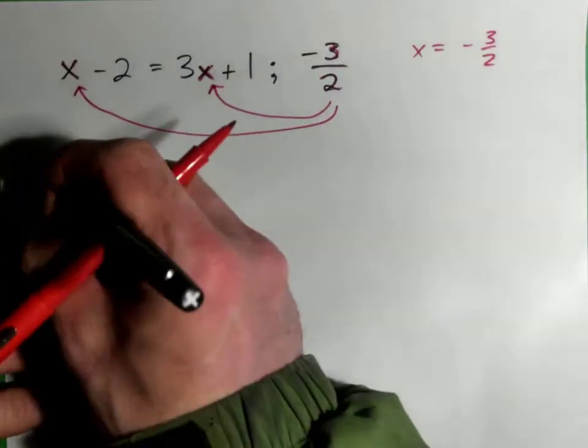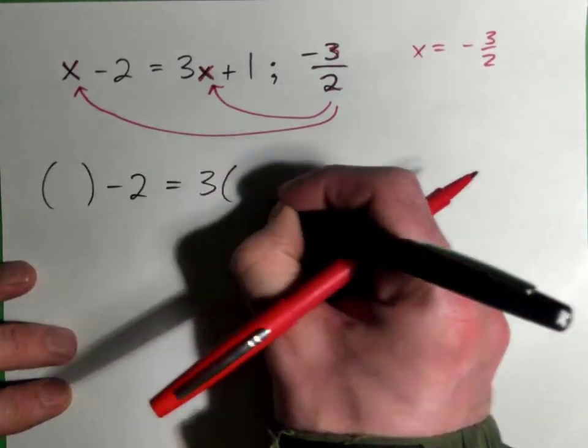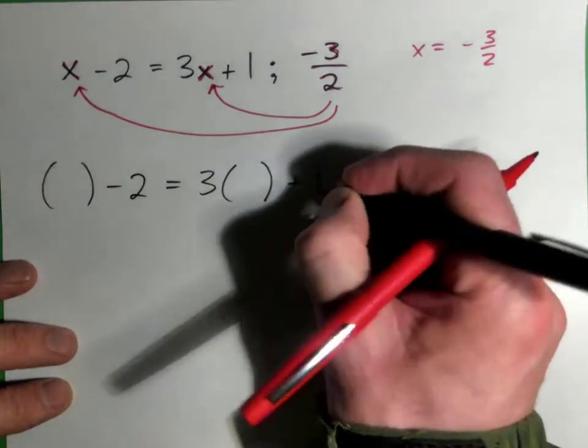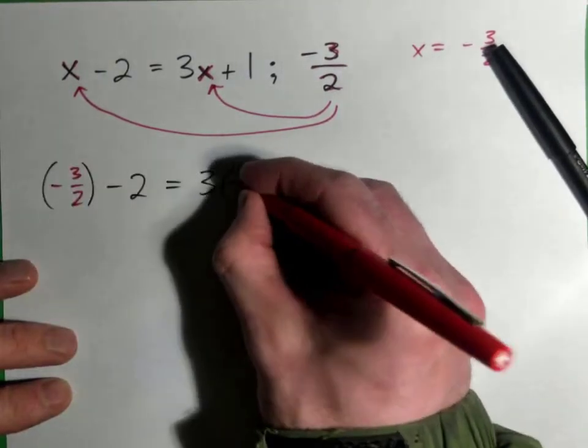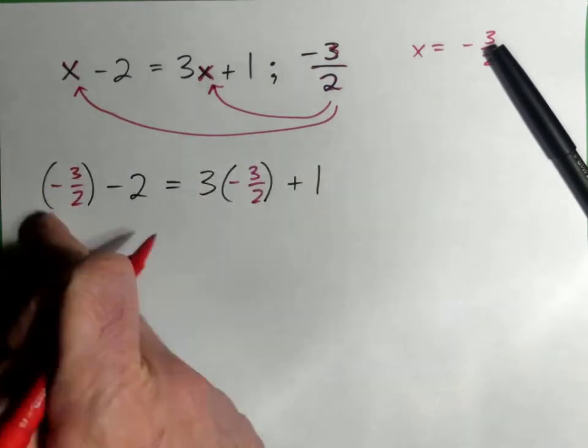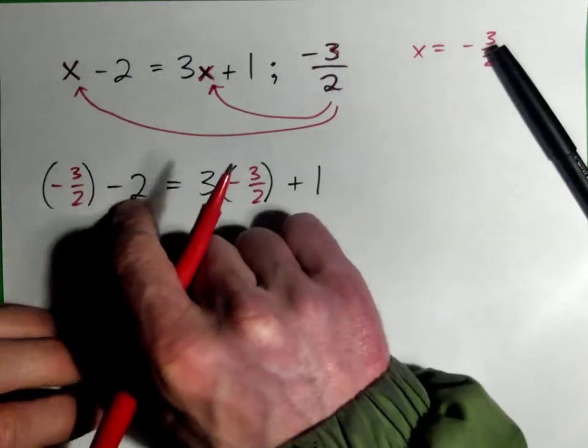So you're going to have parenthesis minus 2 equals 3 times parenthesis plus 1. And you take your negative 3 over 2 and you plug it in for x in here and here. Make sense? We got negative 3 over 2 minus 2 equals 3 times that plus 1.